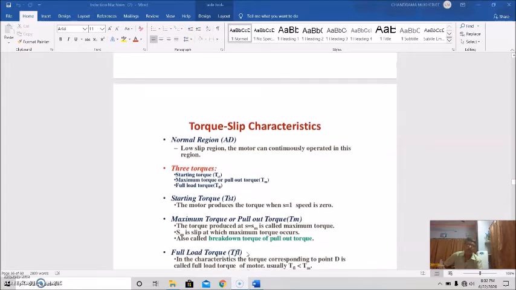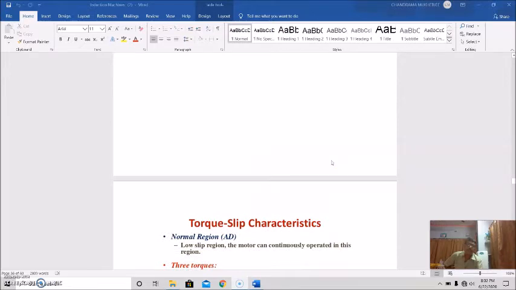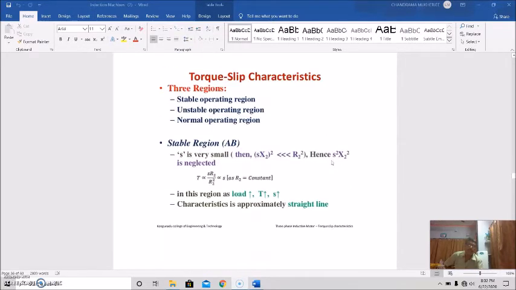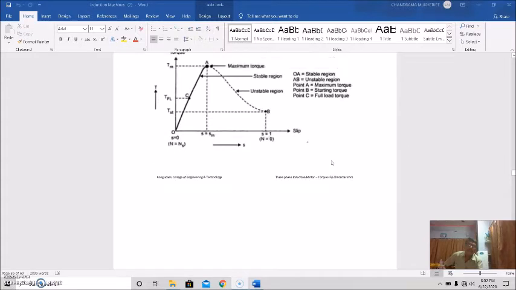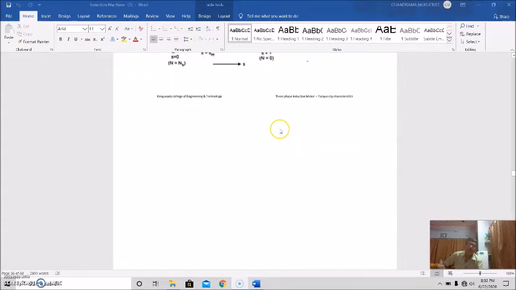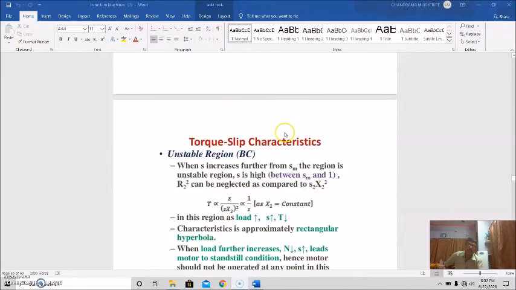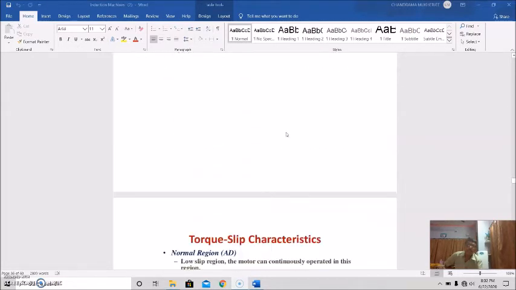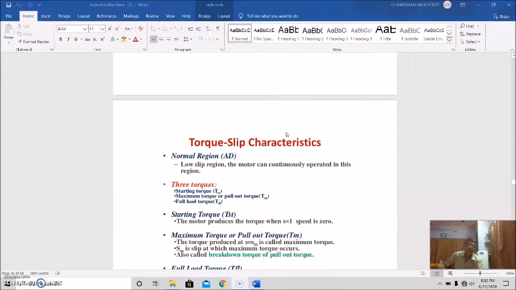Okay. So the normal region is AD, the low slip region. The motor can continuously operate in this region. This is the normal region. Like this, we can have the torque slip characteristics. In the low slip region, the motor can continuously operate.